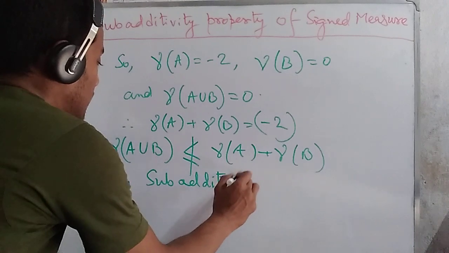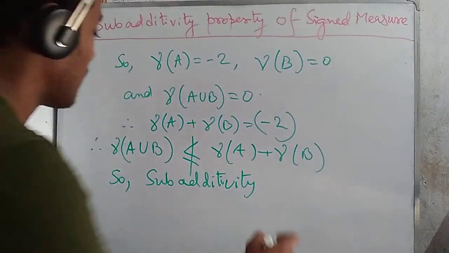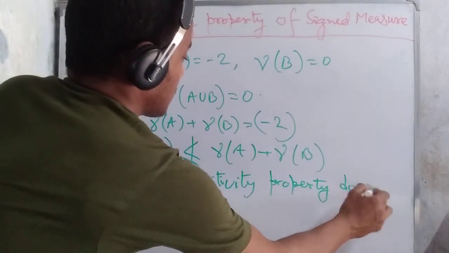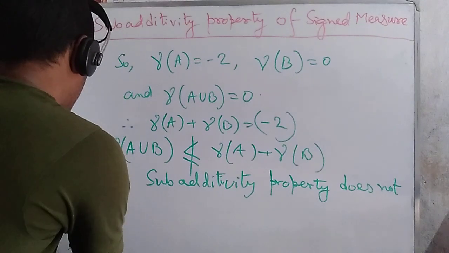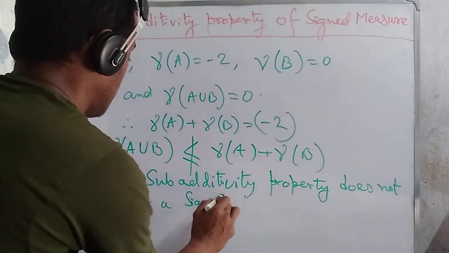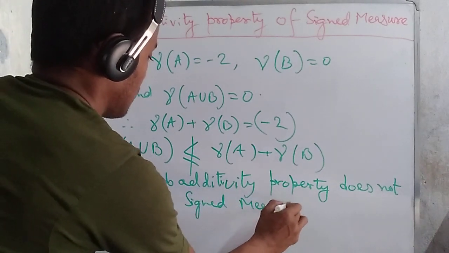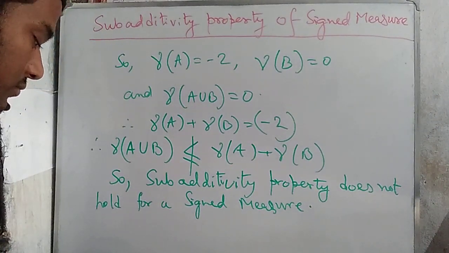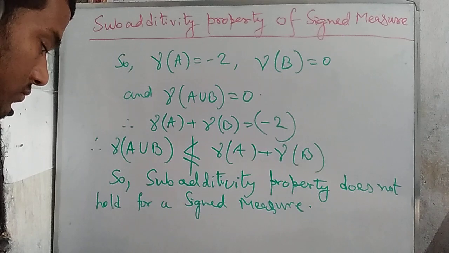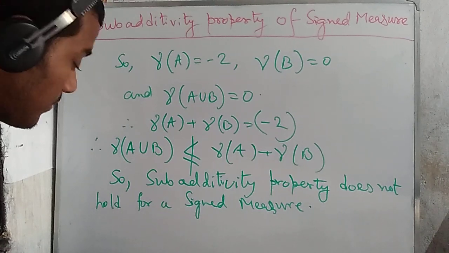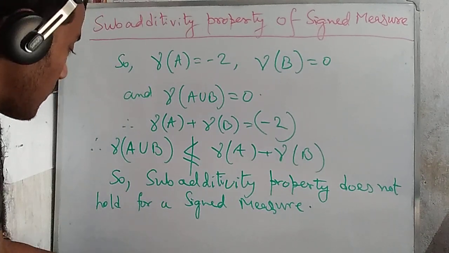So the subadditivity property does not hold for a signed measure. Okay, so the subadditivity property does not hold for a signed measure.